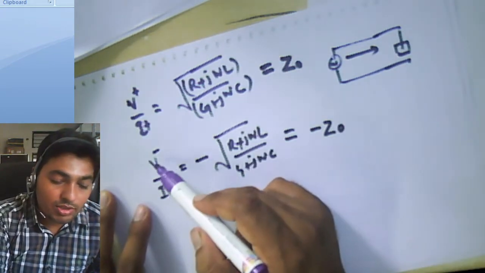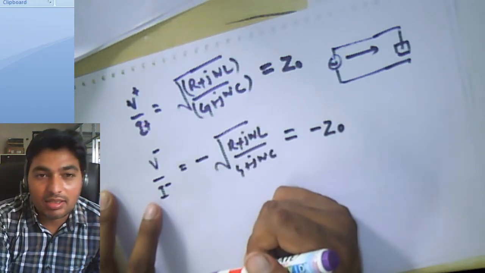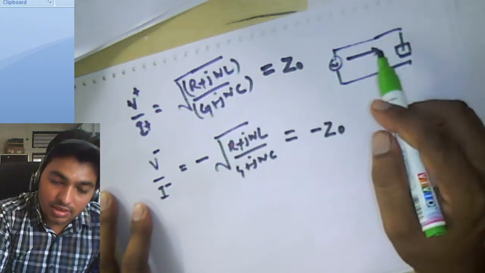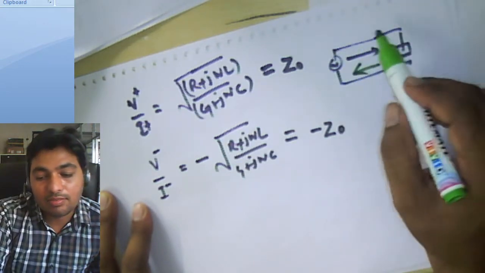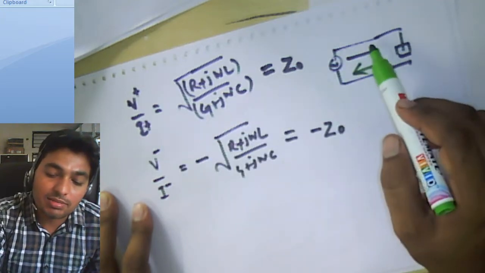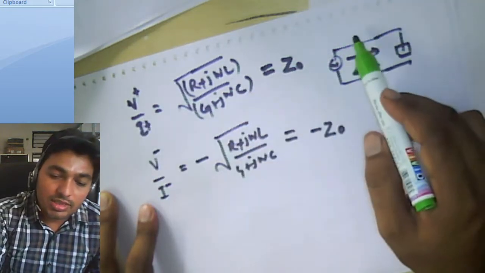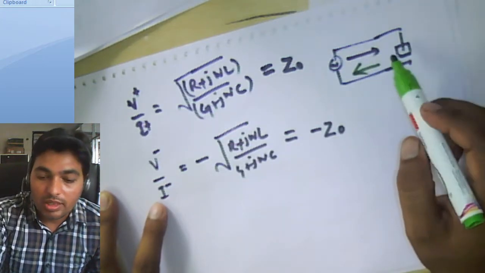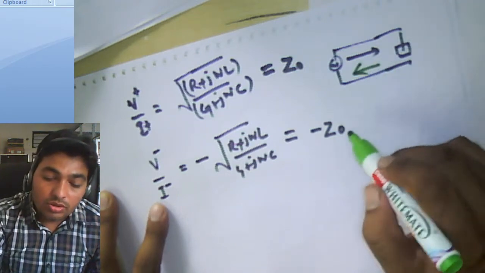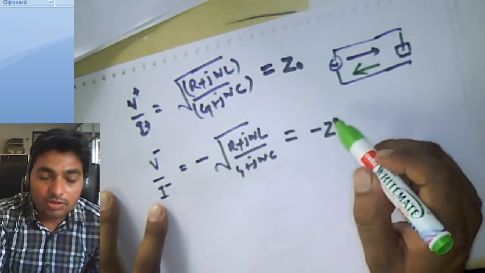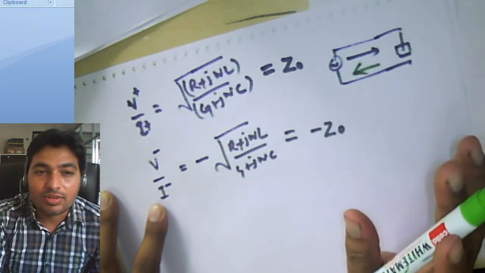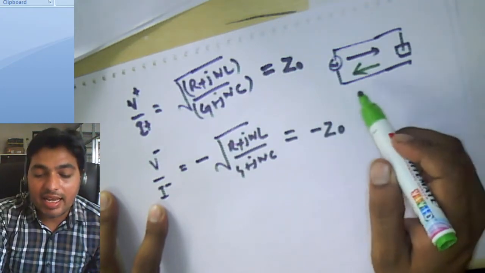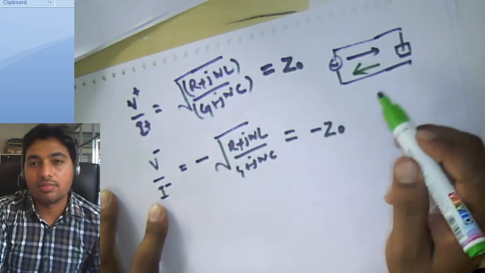Now we already know what this V minus and I minus are. This is the amplitude of the wave which is going in the reverse direction. If this is our positive x direction, then V plus and I plus represent the amplitude of the wave which is propagating in the forward direction, while V minus and I minus represent voltage and current in the reverse direction. So this negative sign does not mean that this impedance is negative. The negative impedance does not exist, but this represents the sign of the wave which is in a direction reverse to our reference direction.